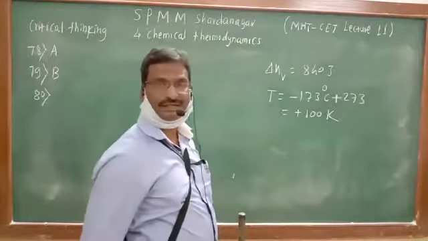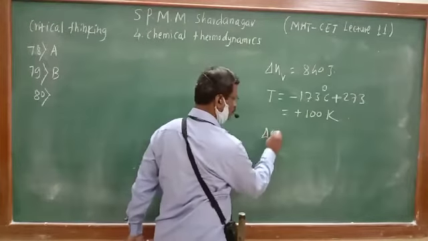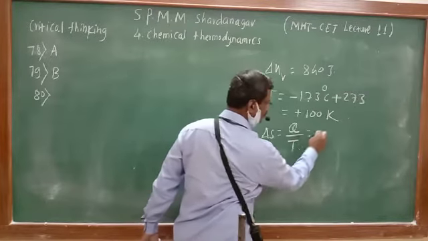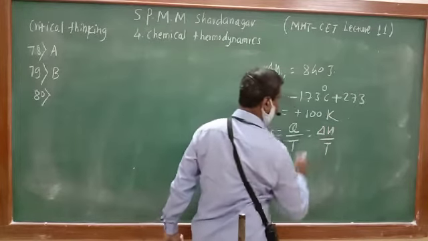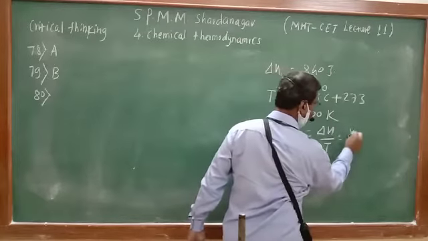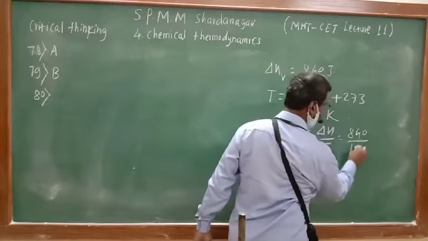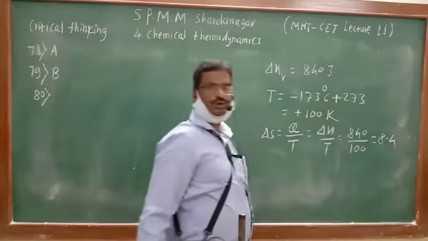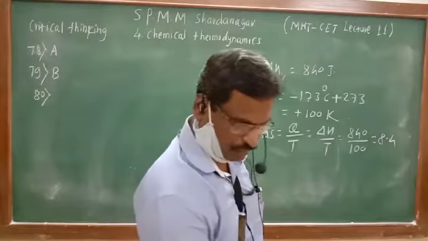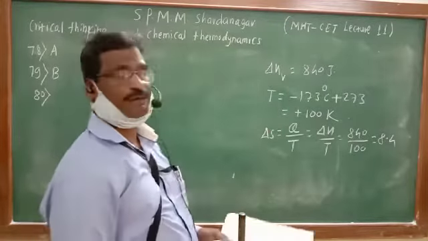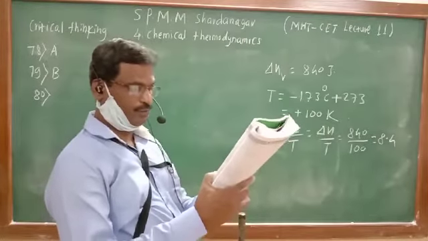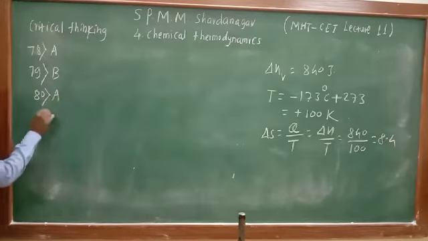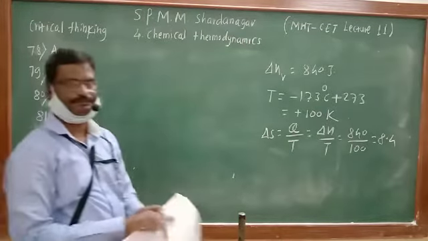Calculate the entropy of vaporization. Delta S we have to calculate as Q upon T, that is delta H upon T. Delta H is 840 divided by 100. So moving the decimal two places left, 8.4 joule per degree Kelvin per mole is the answer. So the first option is right, Option A.